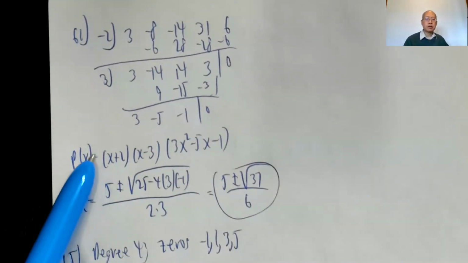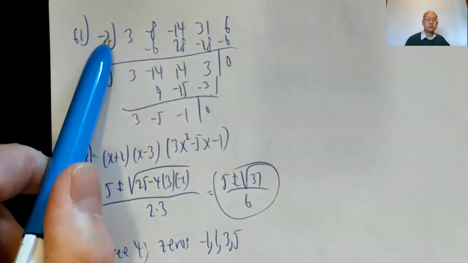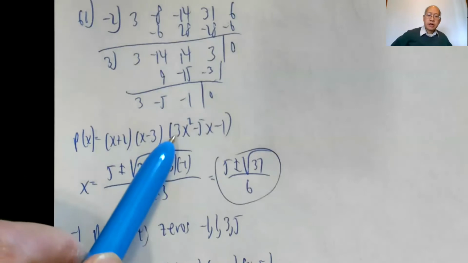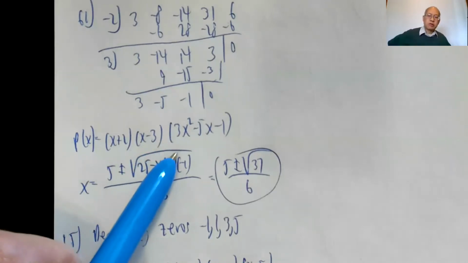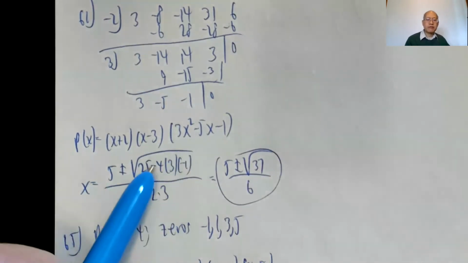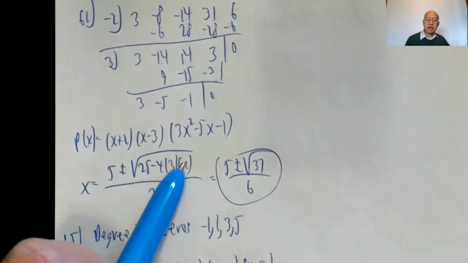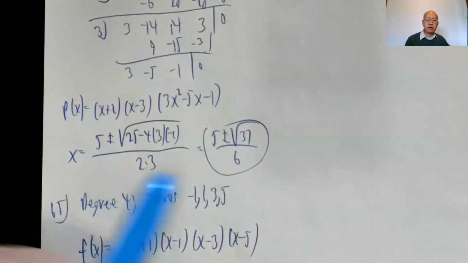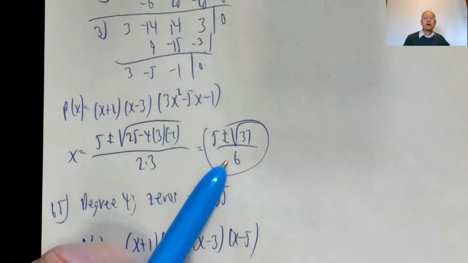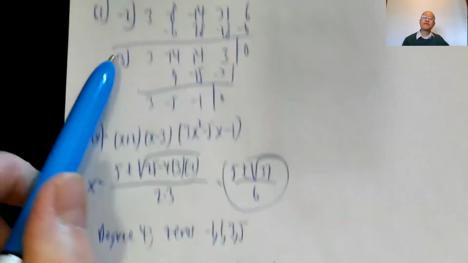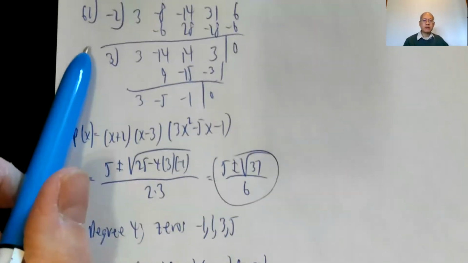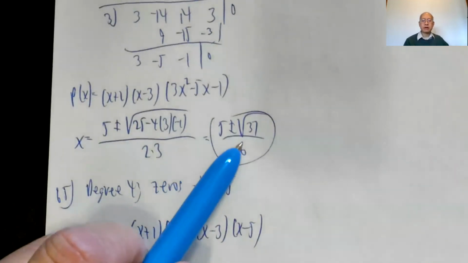So p of x, the original polynomial, I can now write as x plus 2, x minus 3, and 3x squared minus 5x minus 1. And if you want the rest of the zeros, use the quadratic formula. So -b plus or minus the square root of b squared, 25 minus 4 times a times c, which is -1. All over 2 times a, 2 times 3, which is 6. That's 25 plus 12. So 5 plus or minus radical 37 over 6. So the original was a 4th degree polynomial. There are 4 roots. Here they are, -2, 3, and 5 plus or minus radical 37 over 6.